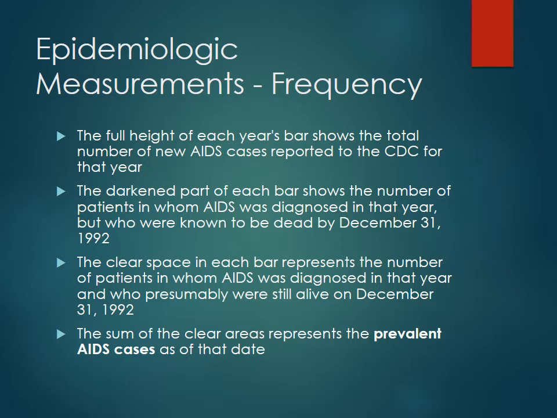And so the clear space is the number of patients in whom AIDS was diagnosed that year, but presumably still alive. Right, so they had no record that they had died during that period, and so again you have to look at where your data sources are coming from. If you're only looking at death certificates, perhaps that person didn't have one filled out. And so the sum of the clear areas represents the prevalent AIDS cases as of that date. Okay, so basically just what we said.